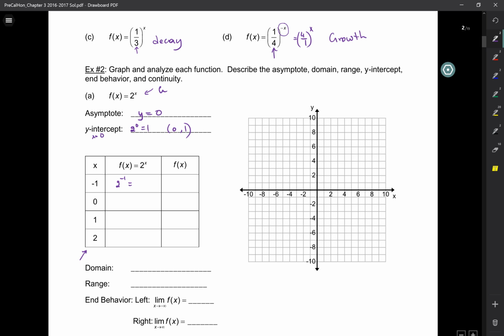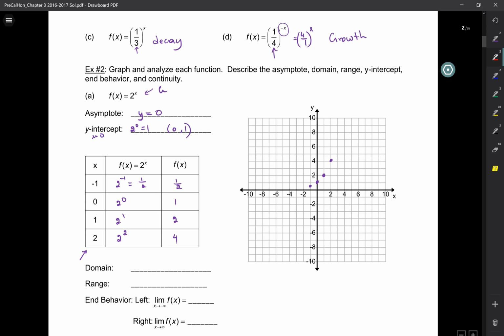2 to the negative 1 is really 1/2. 2 to the 0 was 1, as we just said. 2 to the 1 is 2. And 2 squared is equal to 4. So let's graph these. At negative 1, we're at 1/2. At 0, it's 1. When x equals 1, y is 2. And when x equals 2, y is 4.